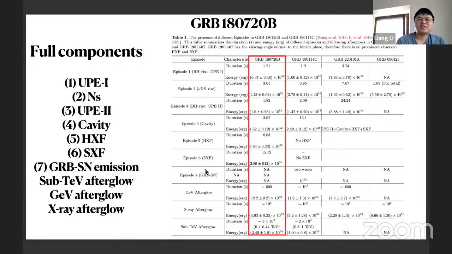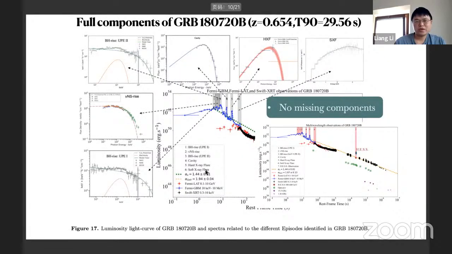Yes. Another burst with type I emission, GRB 180720B. We observed all the episodes in this burst. This burst is also very close by, with redshift 0.6. The duration in the rest frame is 29 seconds. Similar to GRB 190114C, we observed the UPE1 phase, nucleation sunrise, and the UPE2 phase. Then the cavity, and the hard and soft X-ray flare.